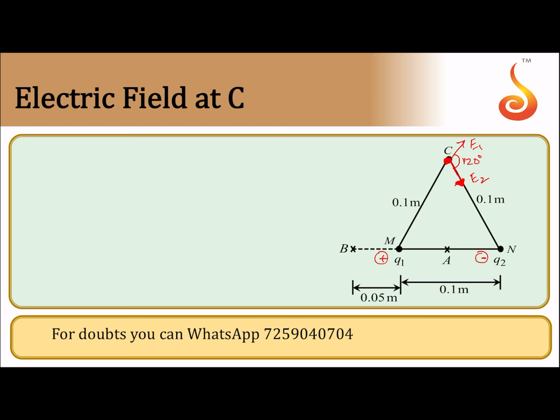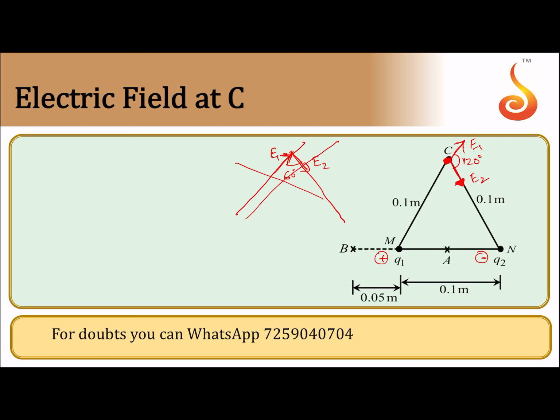A common mistake students will make, and you shouldn't make this mistake, I am just drawing it for you. You will say E1 is like this, E2 is like this, and you will say angle between them is 60 degrees. This is wrong, you can't do it. The head cannot be on the point, they should be tail to tail. So, E1 is going outward, E2 is going this way, and the angle between them is 120 degrees. Now, let us solve it.